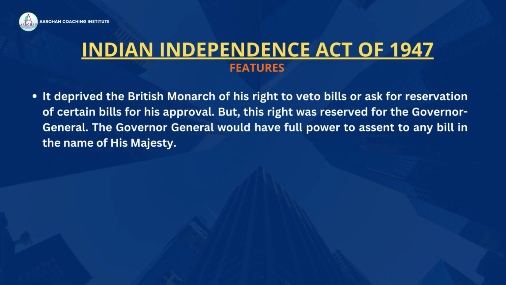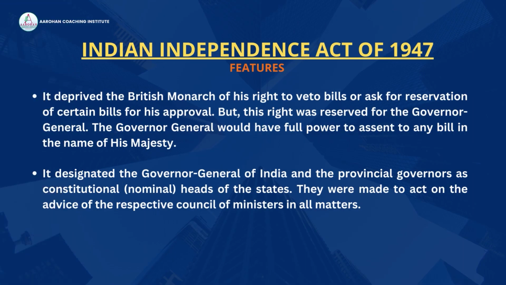It deprived the British monarch of his right to veto bills or ask for reservation of certain bills for his approval. But this right was reserved for the Governor-General. The Governor-General would have full power to assent to any bill in the name of His Majesty. It designated the Governor-General of India and the provincial governors as constitutional heads of the states. They were made to act on the advice of the respective Council of Ministers in all matters.